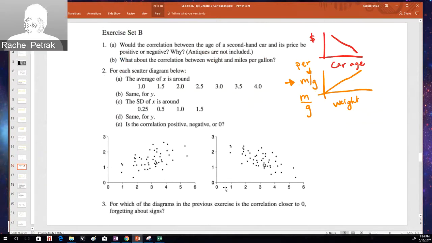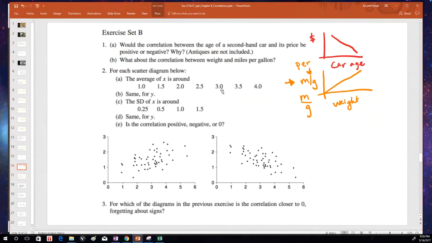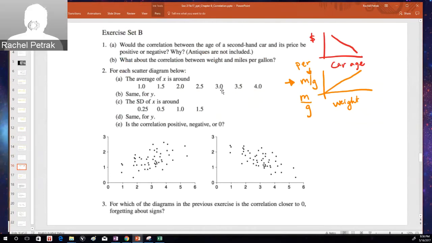Now, next we'll look at these scatter diagrams below and just think about the average of X and Y. Go ahead and think about A there.